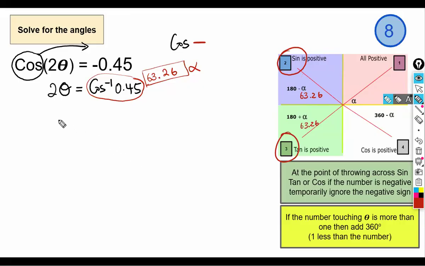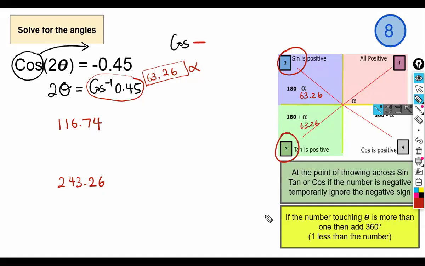Anybody getting this answer? 116.74. And the other answer is 180 plus 63.26. Anybody else agree with that? Those are it so far, right? 116. Right. Okay, everyone got that. Right. Now let me tell you what the yellow note means.